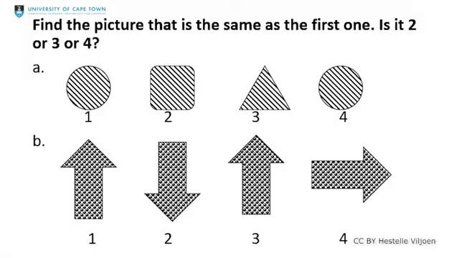In the first row of the accessible version, we have a circle, a square, a triangle, and another circle. In the second row, we have an arrow pointing upwards, then an arrow pointing down, an arrow pointing upwards, and one pointing to the right. Low vision and blind learners will now be able to see or feel which shape is the same as the one in the first block.